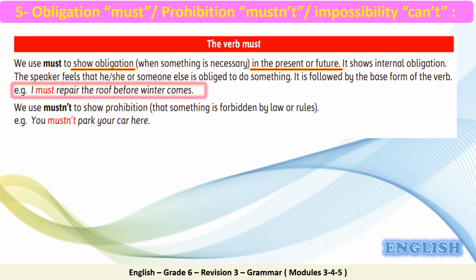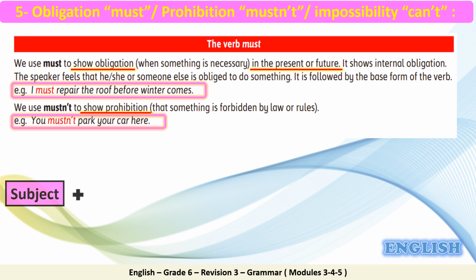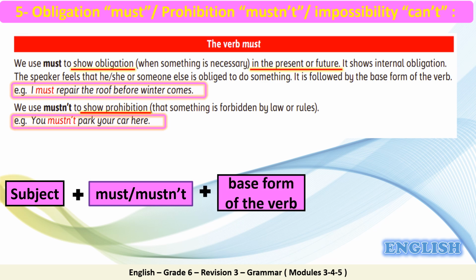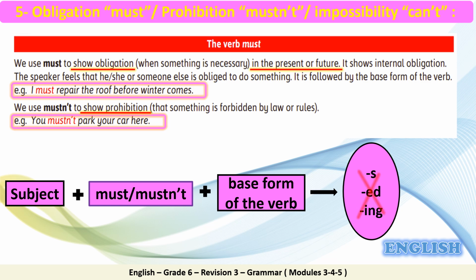Example number 2, we use mustn't to show prohibition, that something is forbidden by law or rules. For example, you mustn't park your car here, otherwise you will be punished or you will get a fee. So it is forbidden by law to park here. So the rule of the obligation is subject plus must or mustn't plus base form of the verb. Of course, when we say base form of the verb, there is no suffix in the verb.